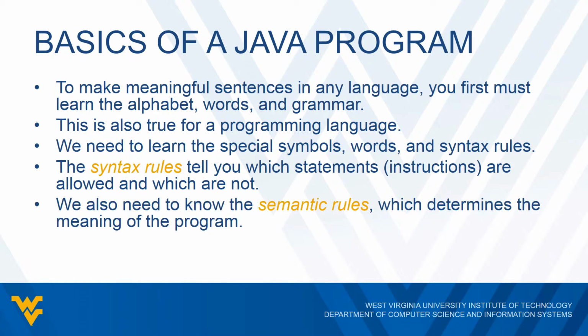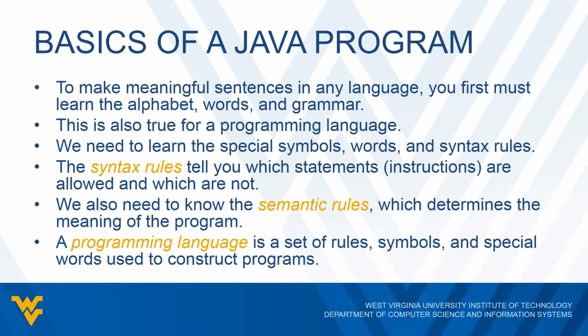We also need to understand the semantic rules, and this determines the meaning of a program. So you could have an instruction that's syntactically correct, but it also has to make sense. Same thing is true in the English language. If you write a sentence, it needs to make sense. So the semantics of a programming language ensures that what we put down does make sense. So, okay, what's the definition of a programming language? Well, it's simply the set of rules, the symbols, and special words that are used to create our programs.